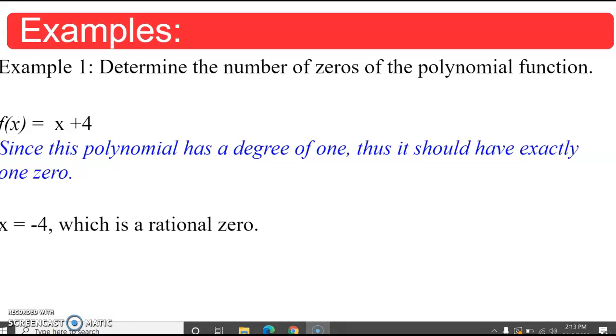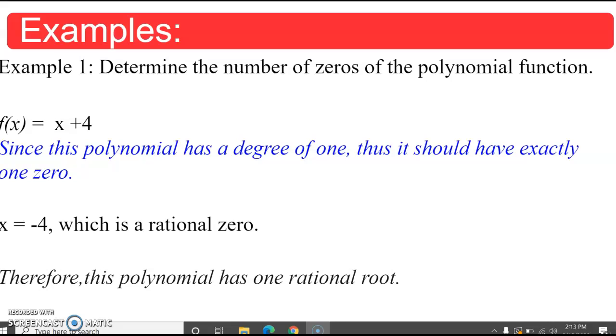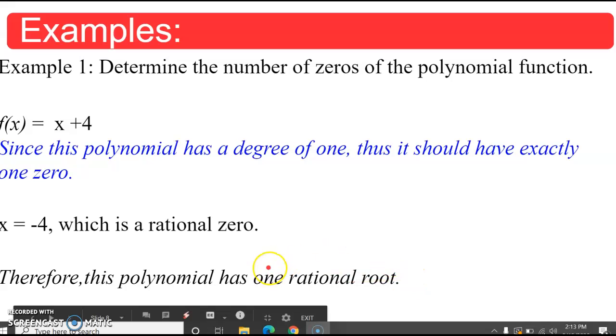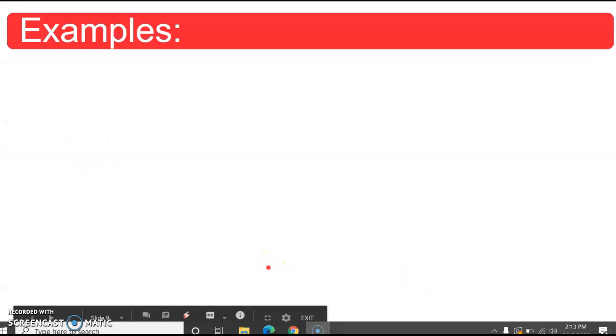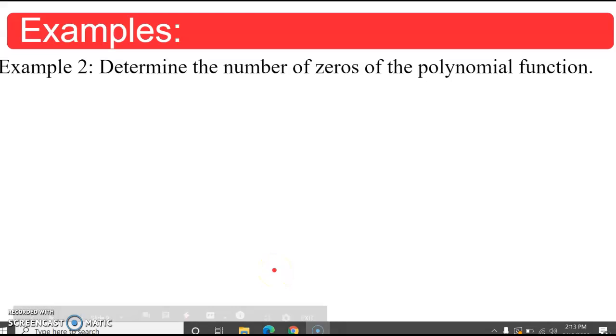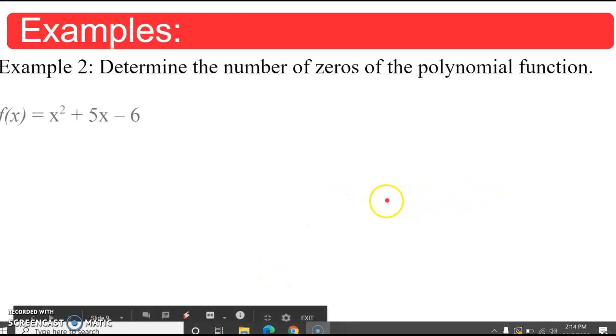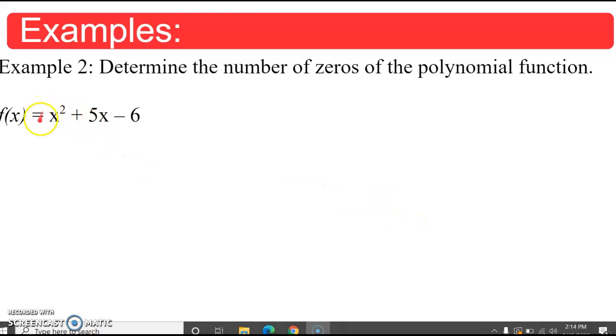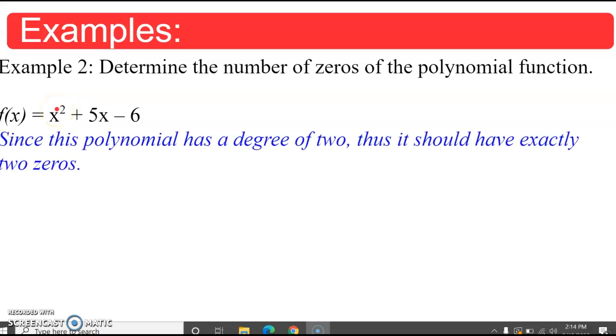This is a rational zero or a rational root, so therefore this polynomial has one rational root. Now we can determine that, and it makes sense based off the degree of our polynomial being 1. It makes sense that we have one rational root. All right, example 2. Determine the number of zeros of the polynomial function x squared plus 5x minus 6. It would be useful here to use our linear factorization theorem to factor this polynomial. Since it is a degree of 2, we are expecting that it should have exactly 2 zeros.